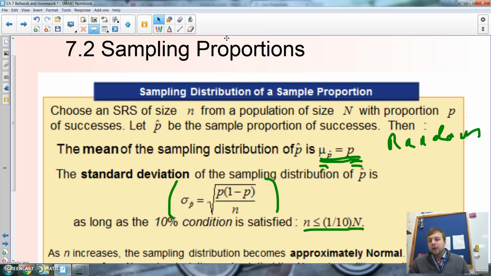Now, I kind of brought this up a little bit the other day, and that's the symbol I was looking for. Big N represents the population. Little n represents the sample. So your sample has to be less than 10% of the population. Okay, now I remember talking about that. Now this is what we like to call independent.